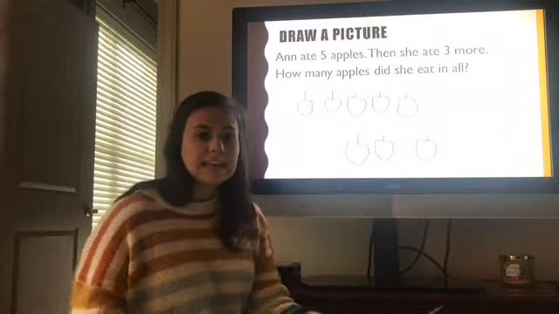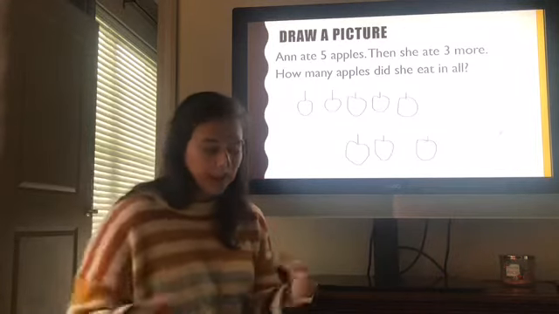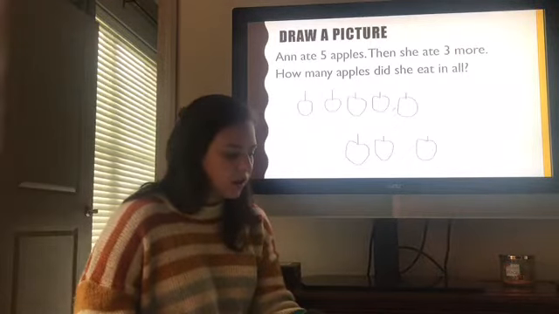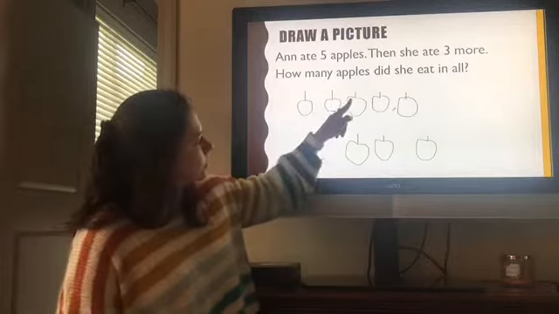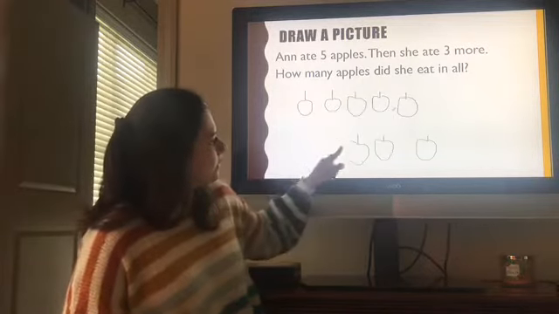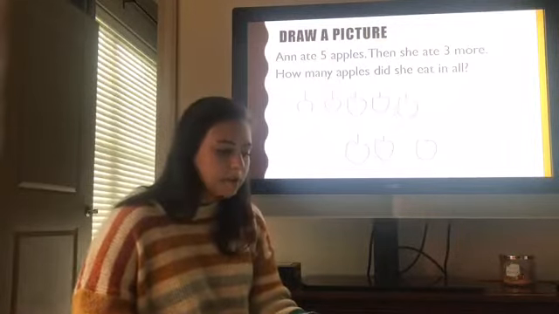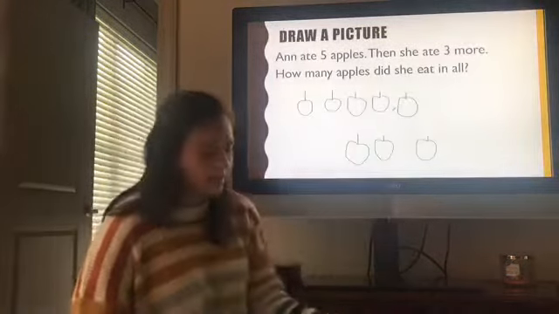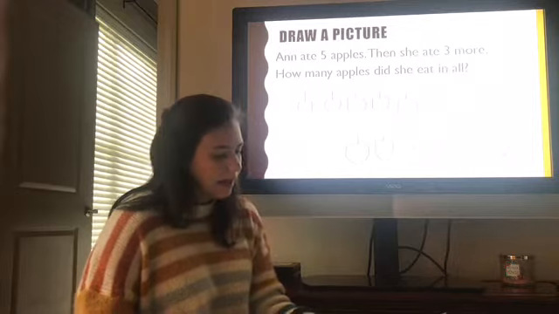And we already decided that we're adding together because I drew more apples. So next we can count and figure out how many apples she ate all together. So let's count together. 1, 2, 3, 4, 5, 6, 7, 8. So we know she ate 8 apples, and we checked our answer by counting and making sure that it made sense. So we know that our answer is 8. I'm going to write an 8 there.